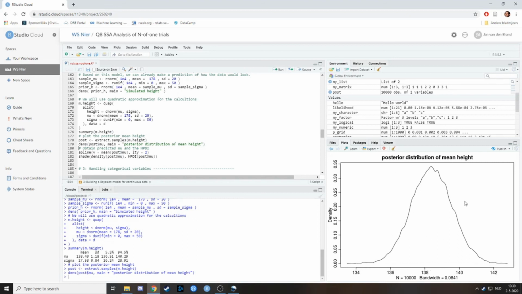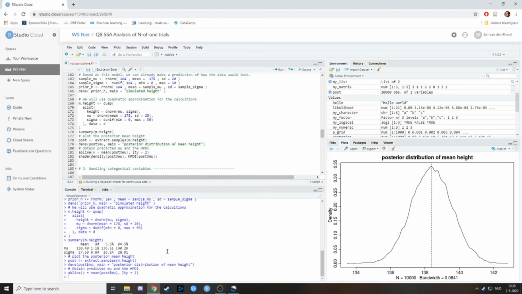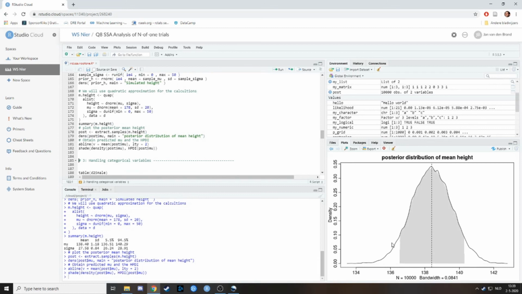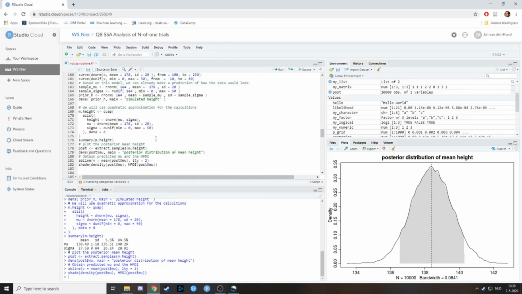And this is what the distribution of the mean height in the Sand People would look like. So it's very close to 138, and we see that most values are, or the estimated mean is somewhere between 134 and 142. This is the maximum a posteriori estimate, and we can also have the confidence intervals, or the highest probability density interval, and that is in this gray shaded area. So this is basically how you run a Bayesian model for a continuous outcome.